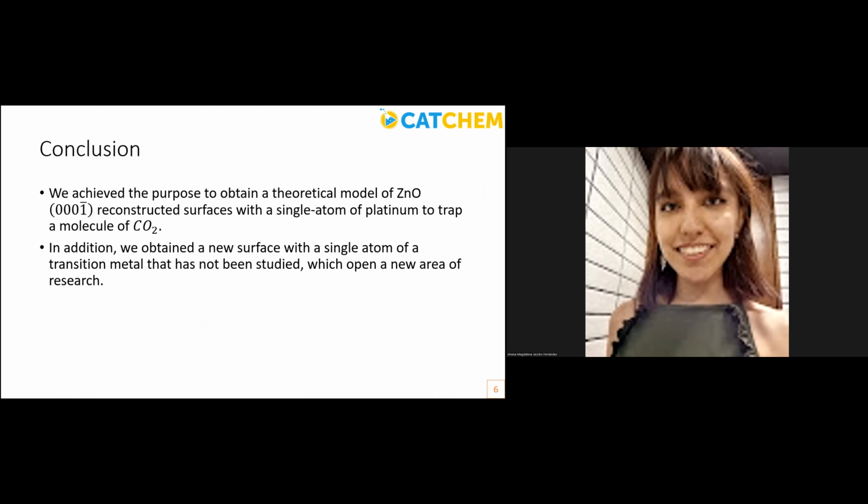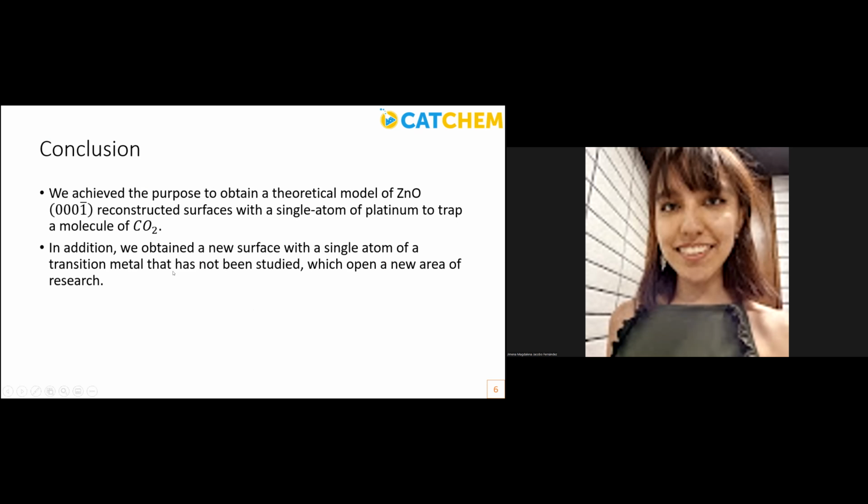As a conclusion, we achieved the purpose of obtaining the theoretical model of the zinc oxide 000-1 reconstructed surface with a single atom of platinum to trap a molecule of carbon dioxide. We are still working on trapping the carbon dioxide molecule, but we know that it is possible because this molecule is electronegative, so we are hoping to get good results.